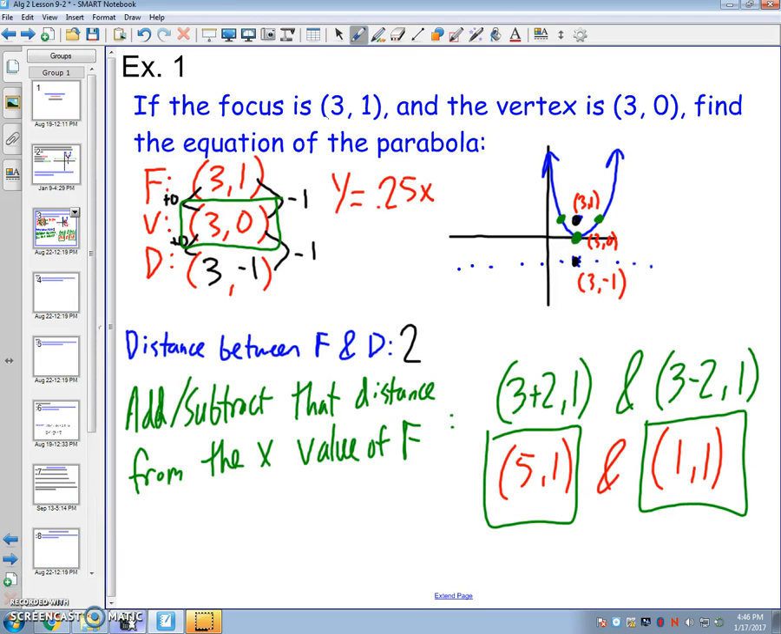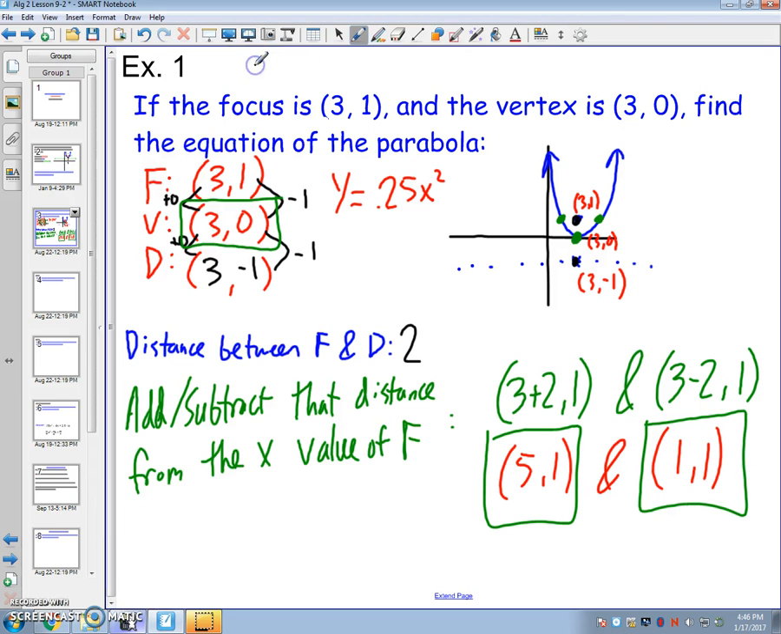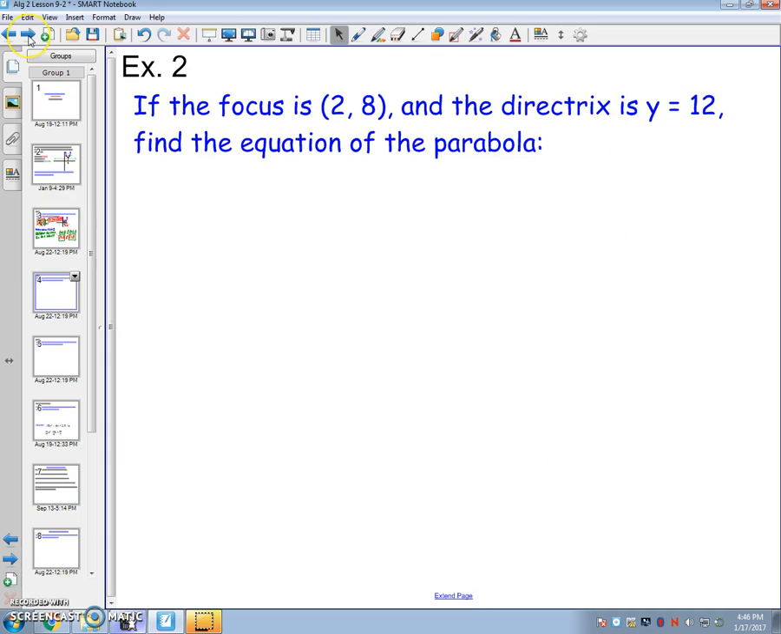0.25 x squared minus 1.5x plus 2.25. That would be the equation of this parabola, right? It is positive. It's going regular. It's not flipped. You could turn this to fractions, but you don't have to. I'll show the next one.